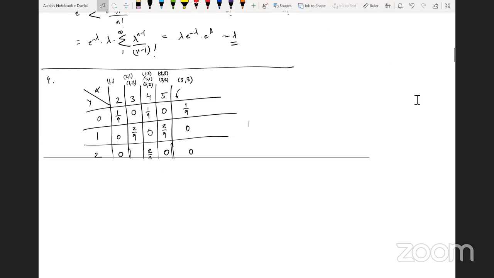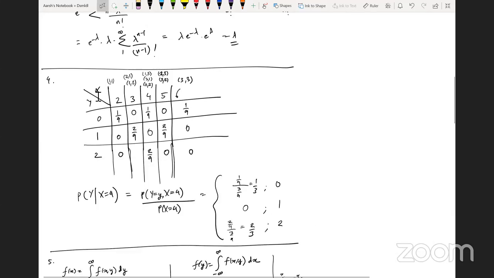Right. So here we have x, which denotes the sum, and y, which denotes the difference. So x can take values from 2 to 6, right? Because it is a three-sided die. So the smallest sum will be for 1 comma 1, which is 2, and the largest sum will be for 3 comma 3, which is 6.